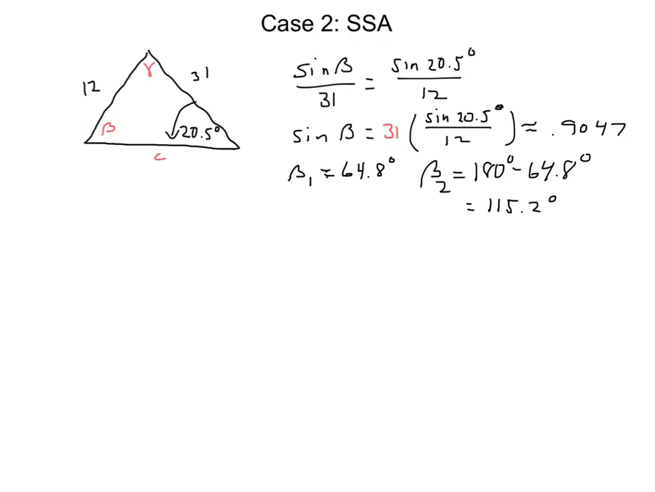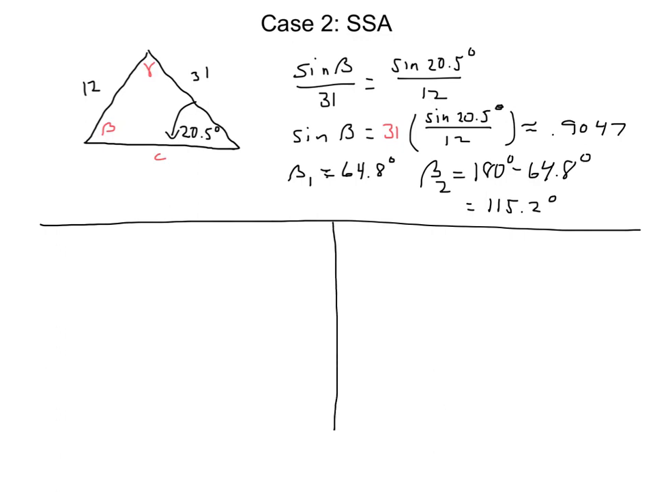To do this, I'm going to break the remaining region up into two pieces. In this first piece over here, we're going to use when beta is about equal to 64.8 degrees. And over here, we're going to use beta 2 when it's about equal to 115.2 degrees. Yes, they're calculated values, but I do know the measures of two of my angles in this triangle.